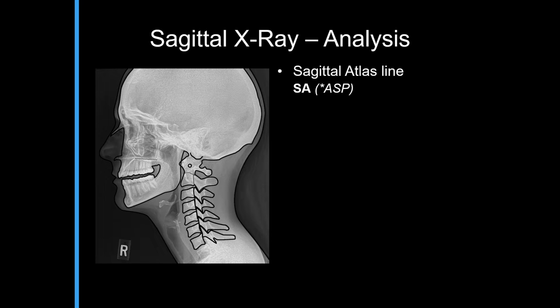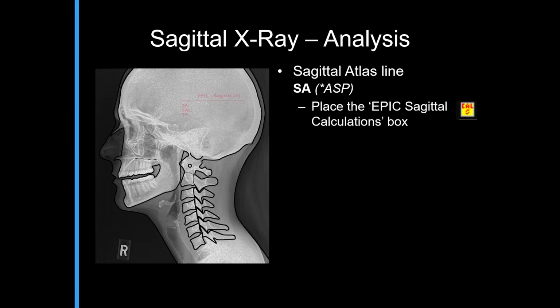As far as the analysis goes, we're looking at three main things, but there's other considerations that we look at. And when I do the full-blown analysis, I'll show you what we look at. But you have the sagittal atlas line, which is the SA line. In advanced orthogonal, you'll see these asterisks. That's what it was before, so it was the ASP. So it was the atlas sagittal plane before.